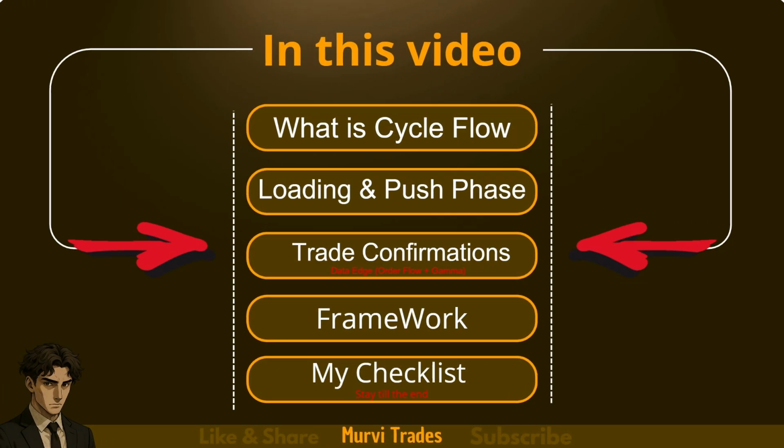All right, quick roadmap so you know exactly what you're getting today. First, I will explain what cycle flow is in one simple sentence, and then I will show you the two phases, loading phase and push phase, so you can spot the momentum before it explodes. After that, I will show you the data edge, how I use order flow plus gamma to confirm who's in control. Then I will put it in a simple framework, and at the end, I will give you my checklist so you can literally copy the process.